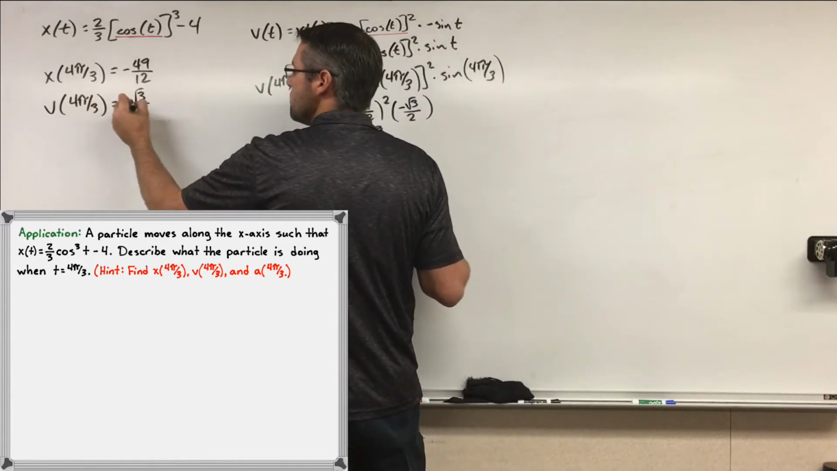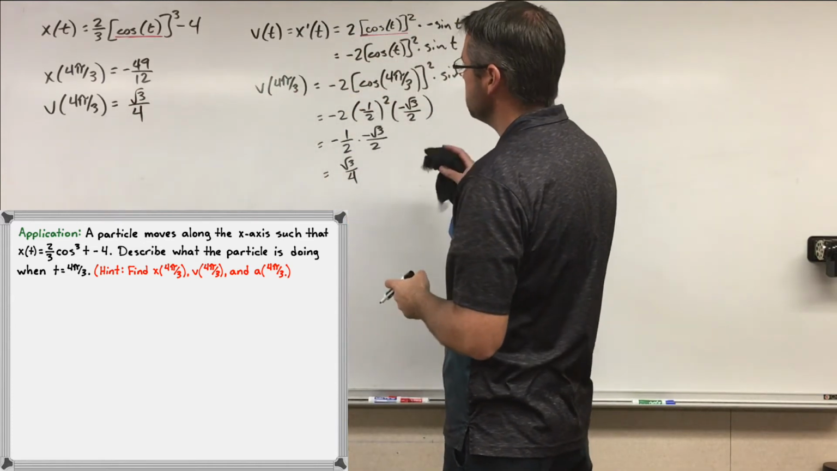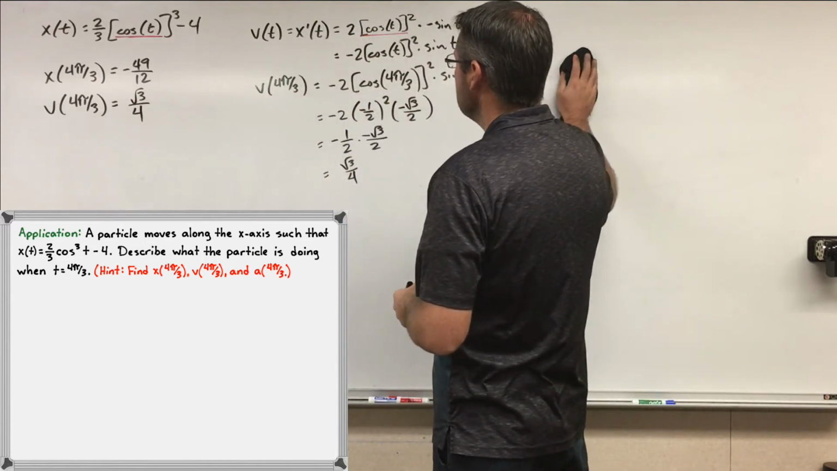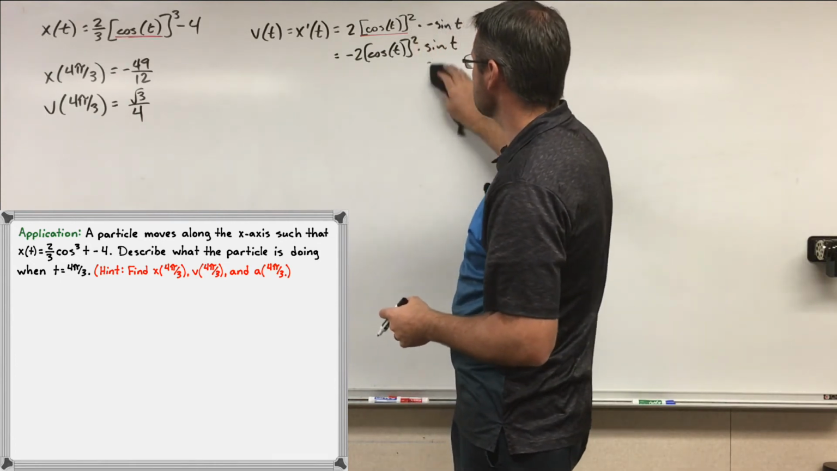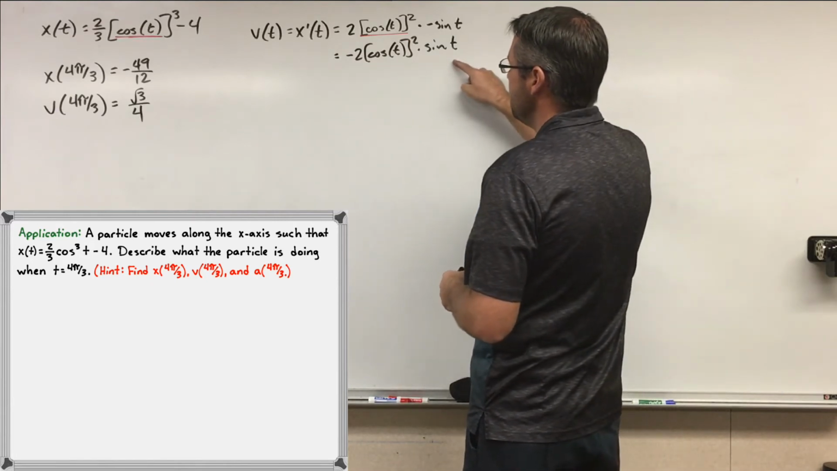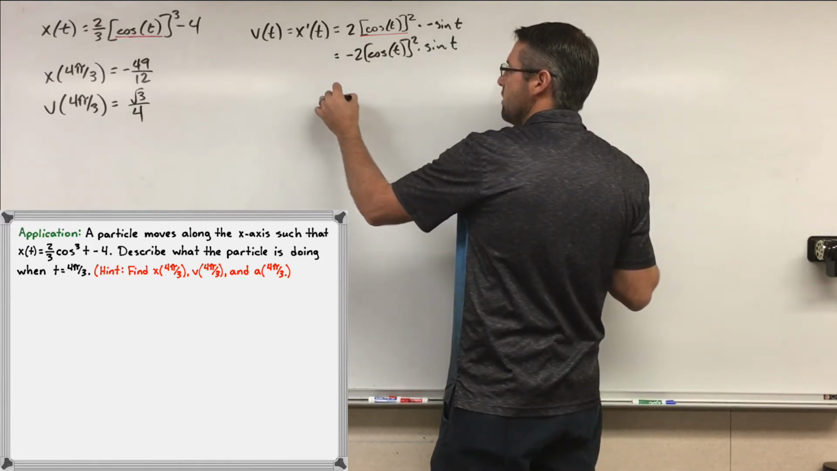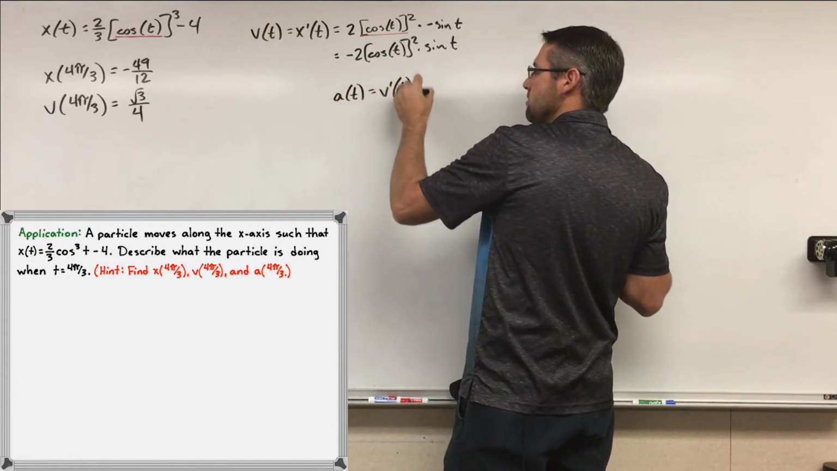Rad 3 over 4. So now we have our position and velocity. We can actually answer a question based on that. But let's go ahead and find our acceleration now. Our acceleration is going to be the derivative of this. Let me go ahead and write that down: acceleration is the derivative of velocity.